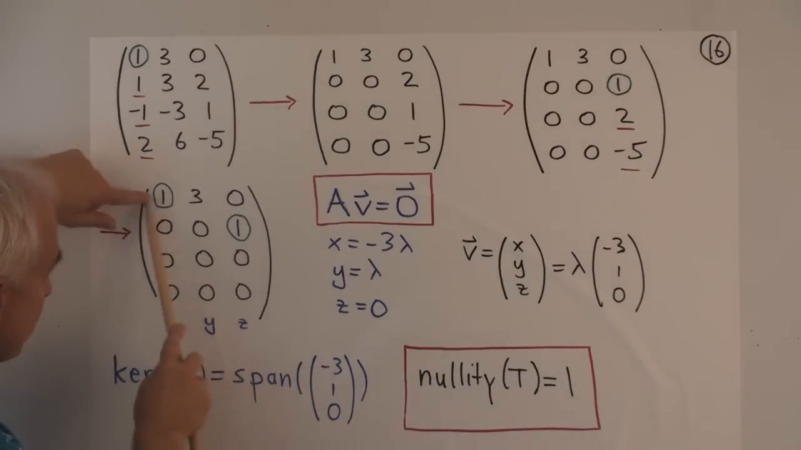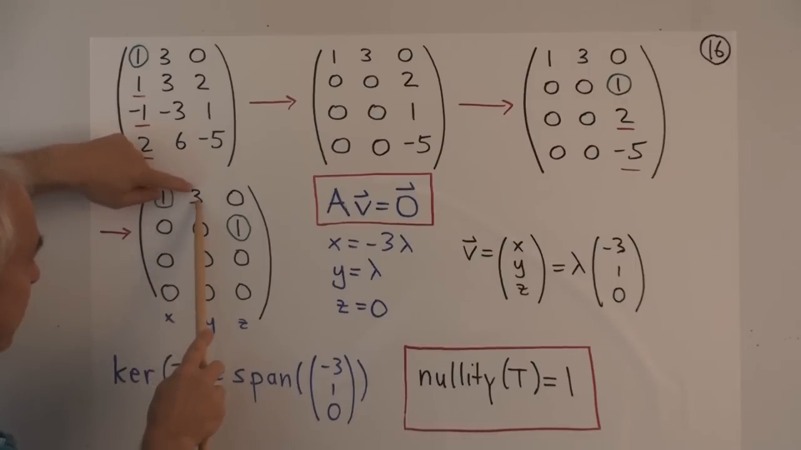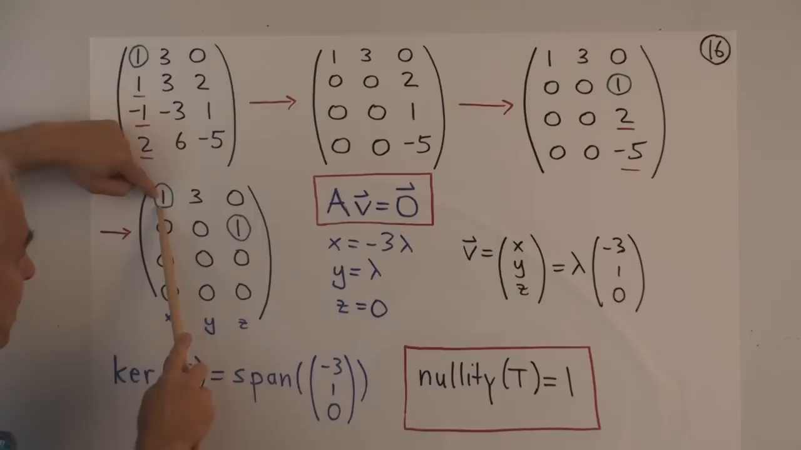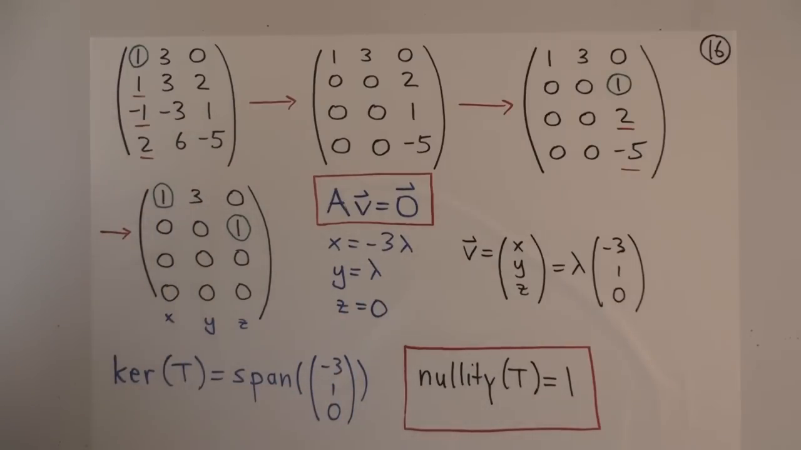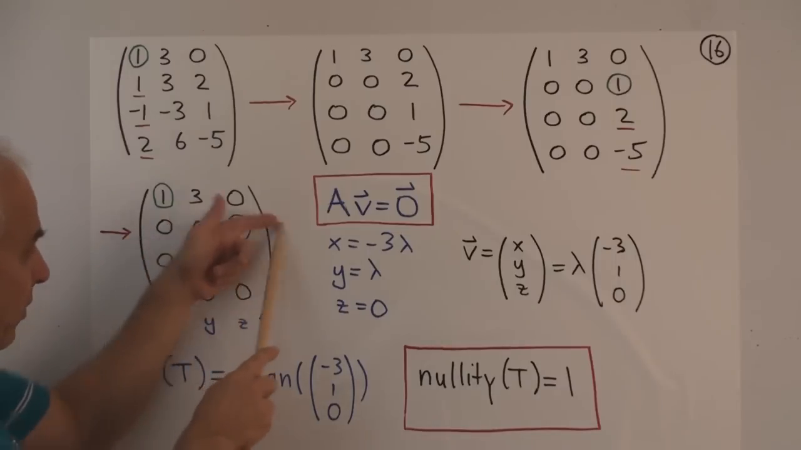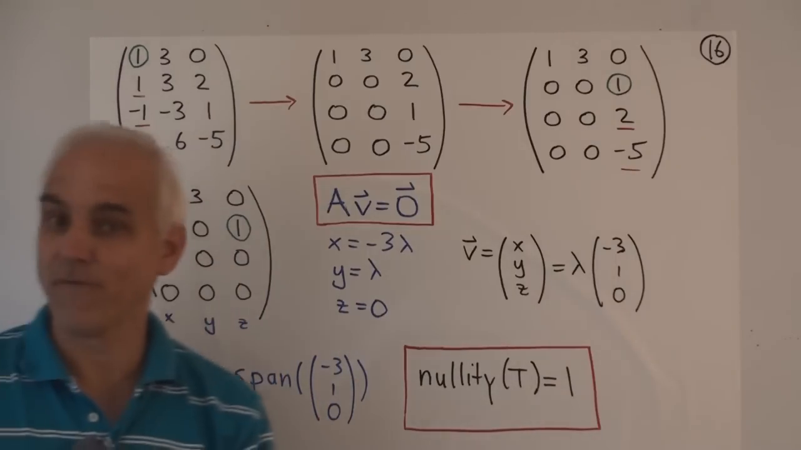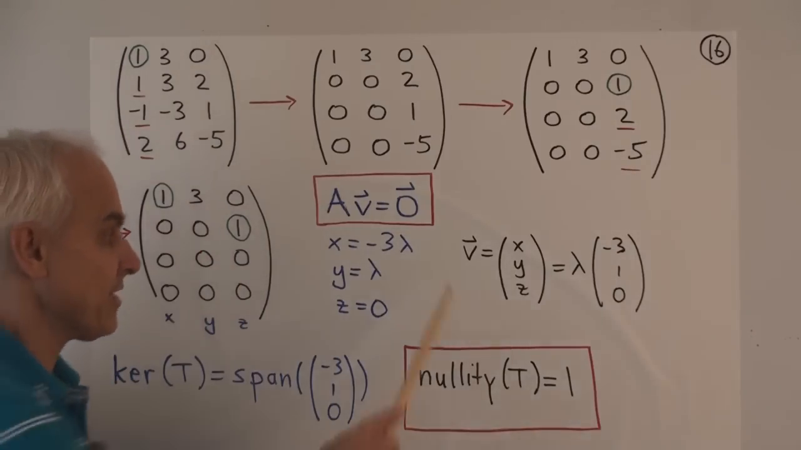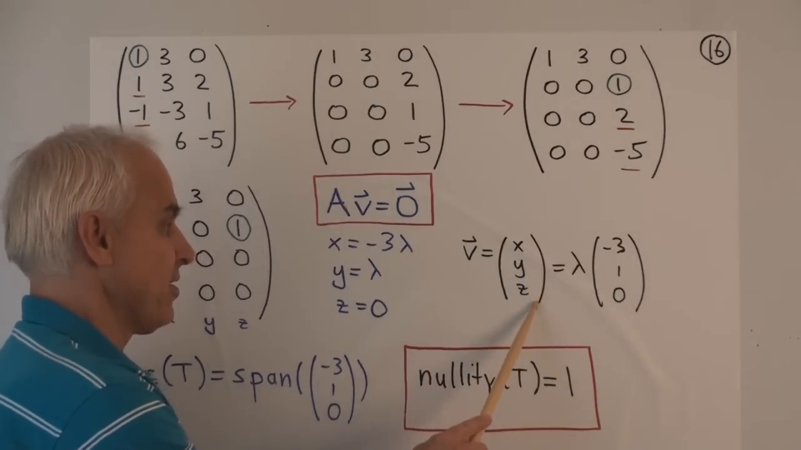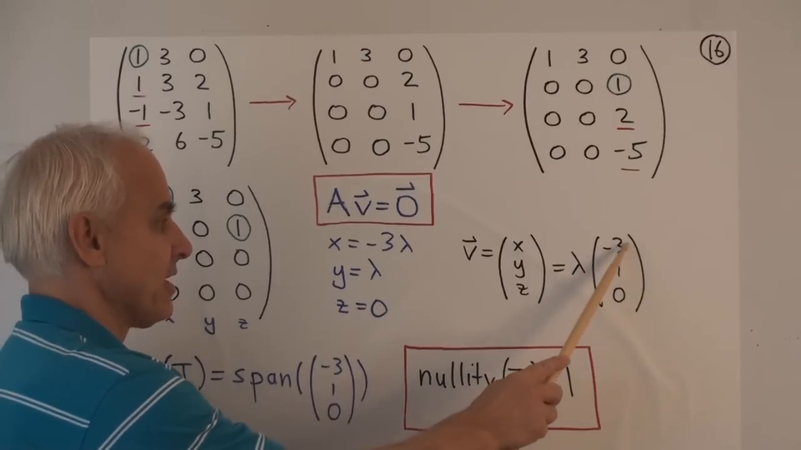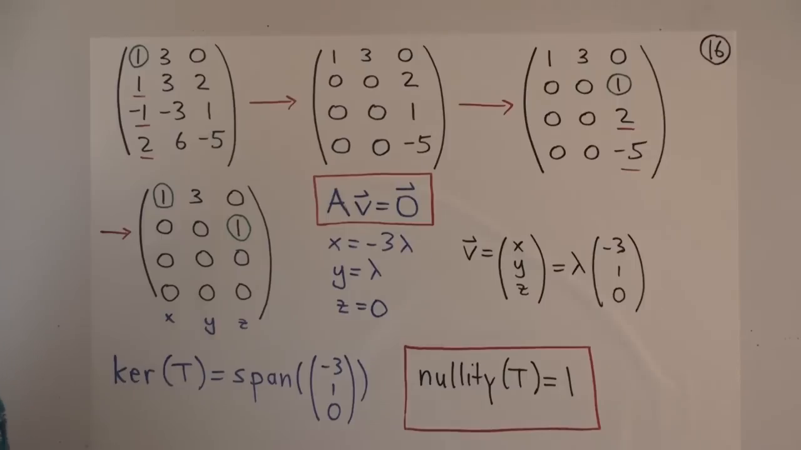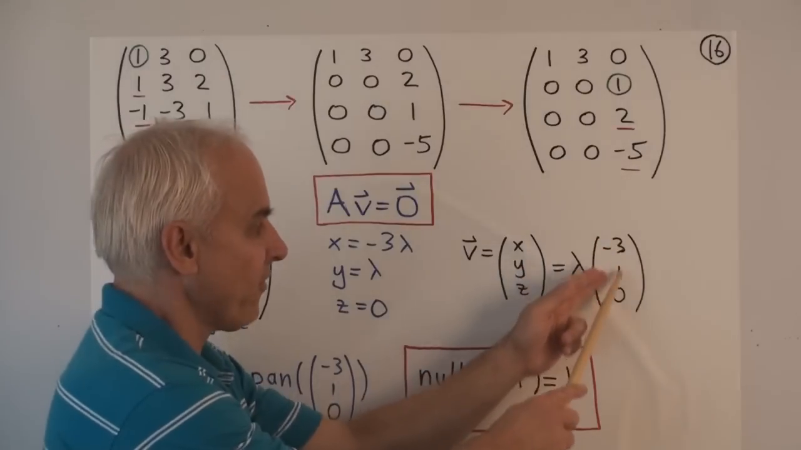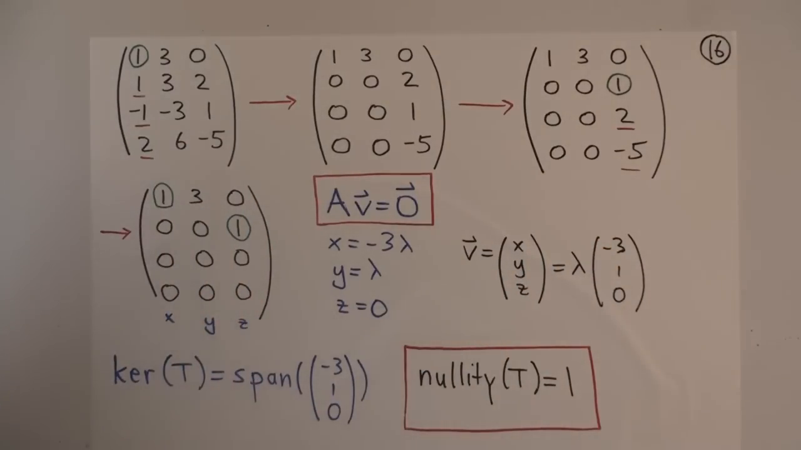And then we look at these equations. So this one reads x plus 3y equals 0. And so x would be equal to minus 3y, or minus 3 lambda, if y is lambda. And this one just would read z equals 0. No lambda involved there. And so the solution is the vector v equals (x, y, z), and in terms of lambda, it's lambda times (-3, 1, 0).